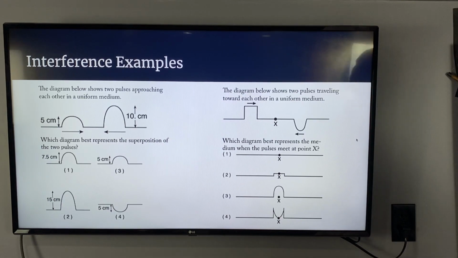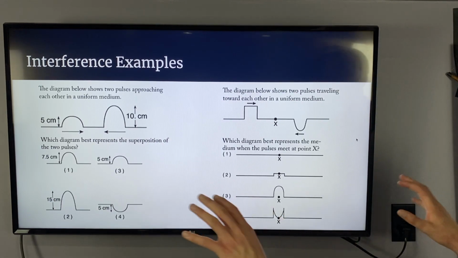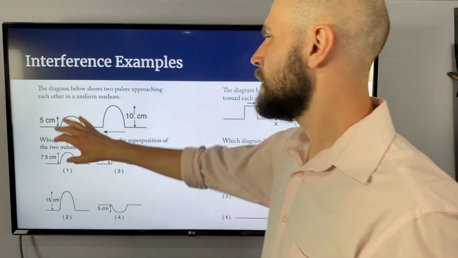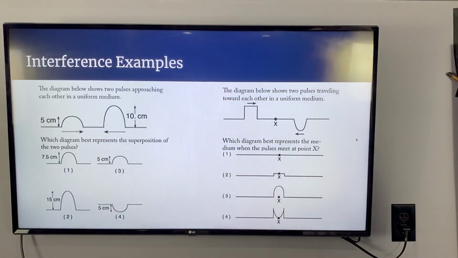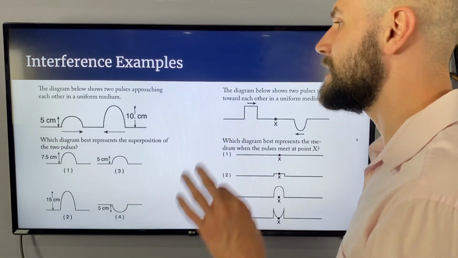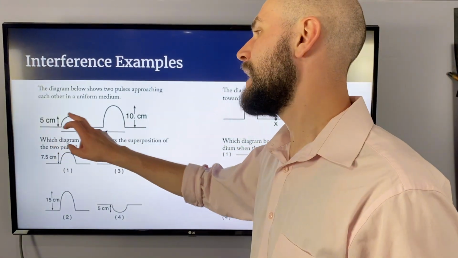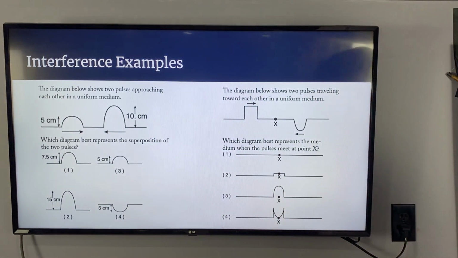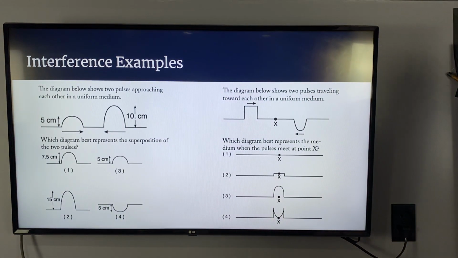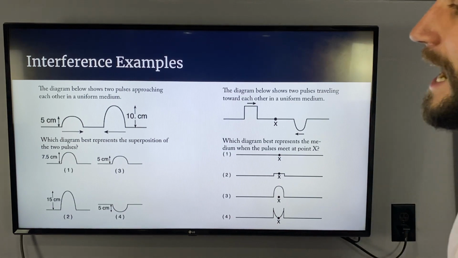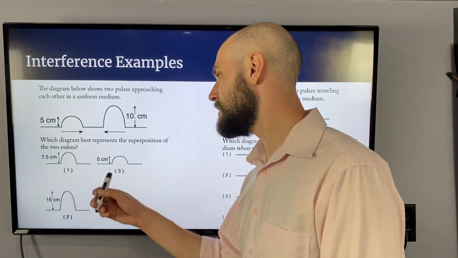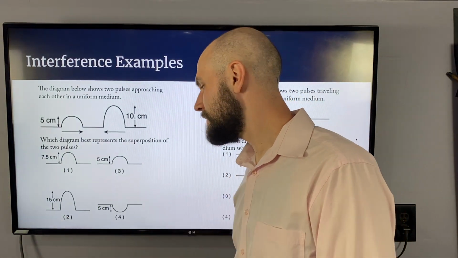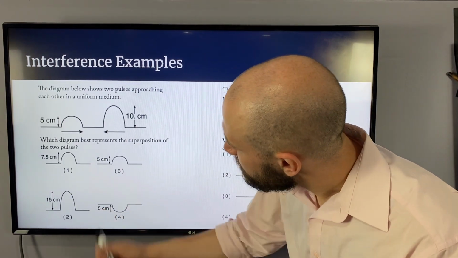Okay, so let's try some interference examples here. We're just going to go through these two real quick. Here on the left, we have a diagram showing two pulses approaching each other in a uniform medium. We have a 5 centimeter pulse and a 10 centimeter pulse. Which diagram best represents the superposition of the two pulses? Superposition is telling us that they're occupying the same space at the same time. Is it 7.5 centimeters, 5 centimeters, 15 centimeters, or 5 centimeters downwards?